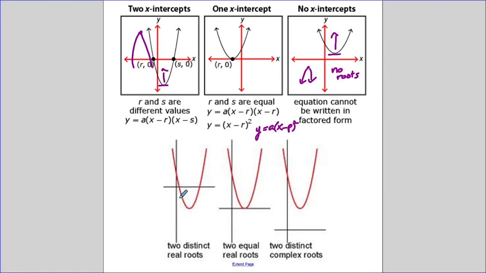So 2 parts, 2 distinct real roots. 1 part has 2 equal real roots, basically it's the same number twice. Or 2 distinct complex roots if it has no answer whatsoever for no real roots crossing the x-axis. We don't need to so much know about this complex part just yet. For those of you that move on and take further math courses down the road, you'll get into complex numbers at a different time.